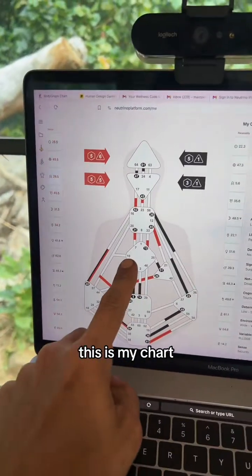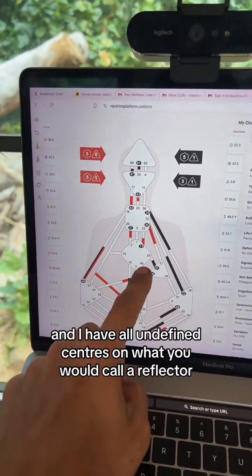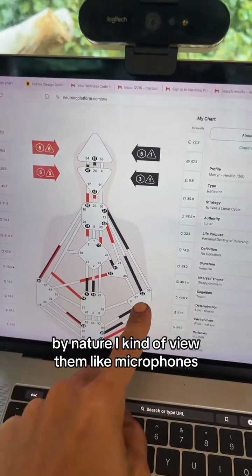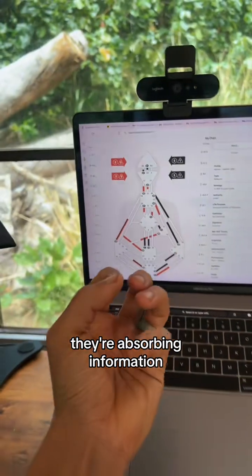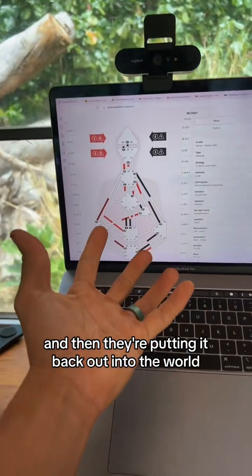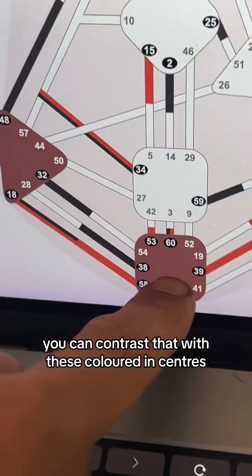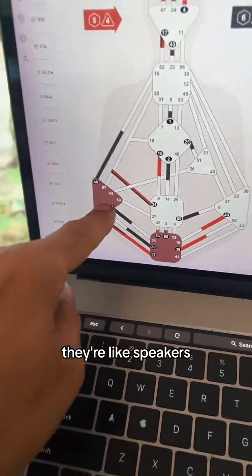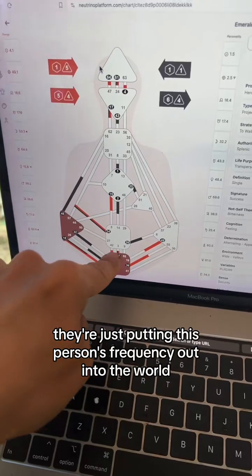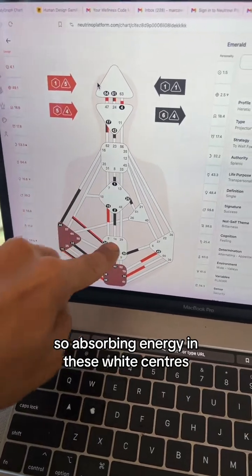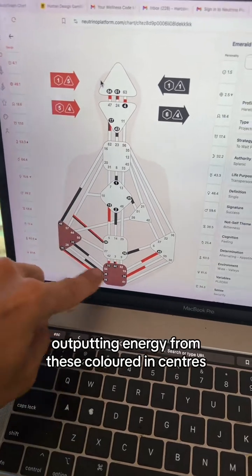This is my chart, and I have all undefined centers. I'm what you would call a reflector. Now, these undefined centers by nature, I kind of view them like microphones. They're absorbing information and then they're putting it back out into the world. You can contrast that with these colored in centers, defined centers. They're like speakers. They're just putting this person's frequency out into the world. So absorbing energy in these white centers, outputting energy from these colored in centers.